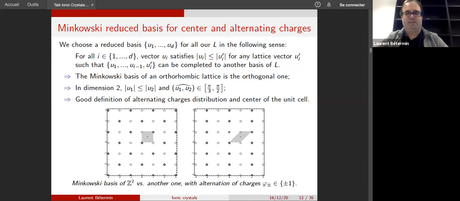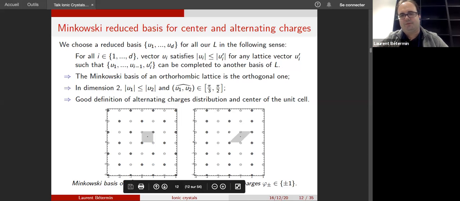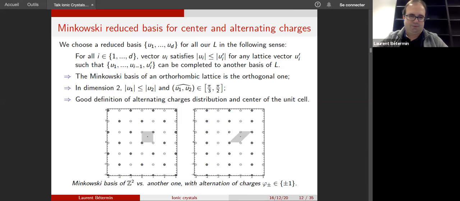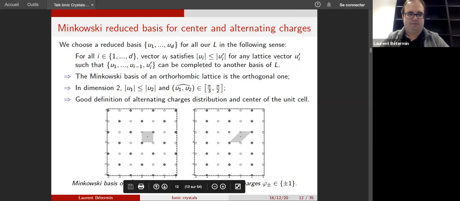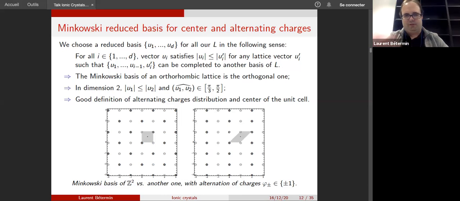But here, if you want, you can do something else. You can take this basis, right, which is not a Minkowski reduced basis. But now, if you take an alternation of charge on this lattice, you will have these lines of charge plus and minus. That's not what you want. And the center of the cell will be just the midpoint of one, let's say, vector here. So that's not what you want. So you want something like on the left, right? Because to have a natural choice, during the whole talk, when I speak about lattices, that will be a lattice with this basis and charge as well.